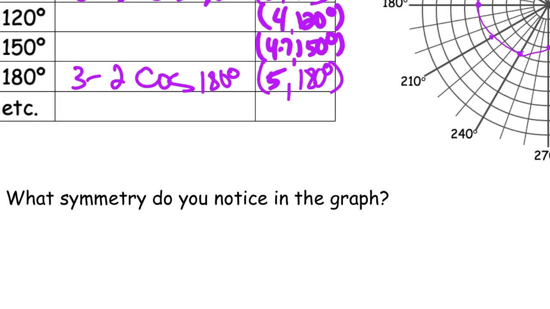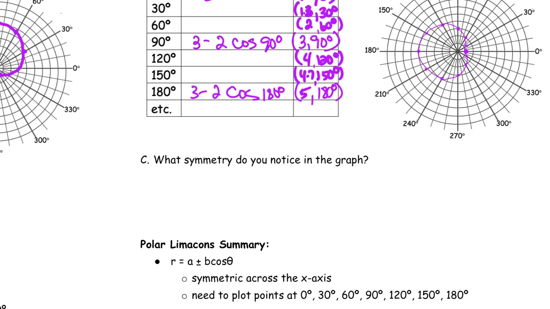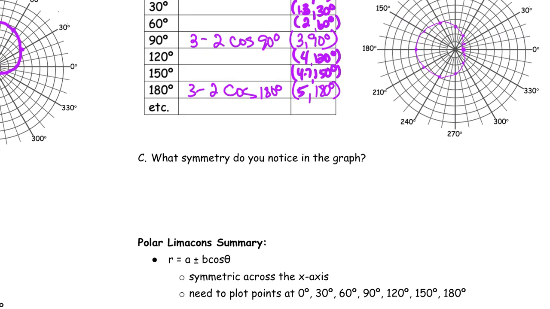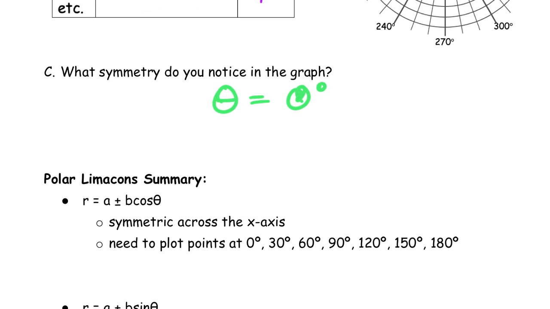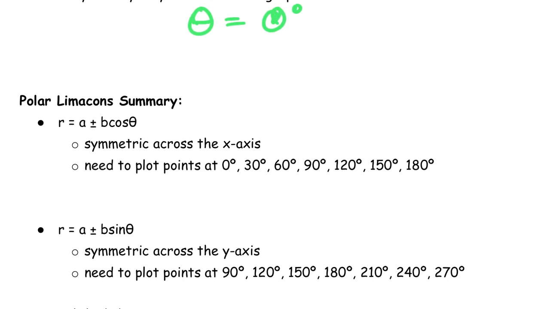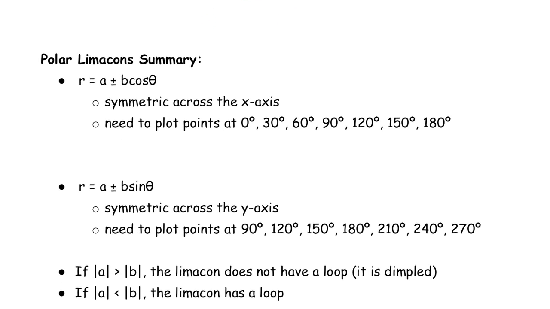Okay, so in this case, what was our symmetry? We had cosine, so we had what? Theta equals 0 degrees. We could also say theta equals 180. And of course, if we talk about the x-axis, we know what we're talking about. Just keep in mind, what are you answering the question to?